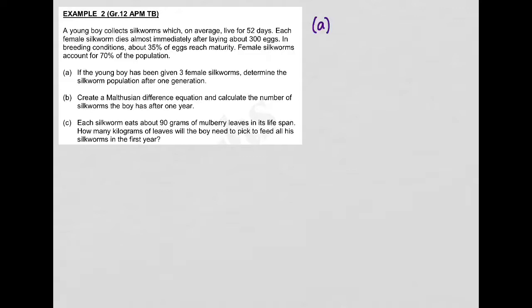Right, so we would assume then that F0, the female initial population, is 3. So population 1 then will be those 3 females times the 35% of the eggs that reach maturity, and multiply that by the 300 eggs that each female produces. We don't use the 70% females here because we're given that there are 3 females. So those 3 females already represent 70% of the silkworm population. Right, so this gives us a value of about 315 silkworms.